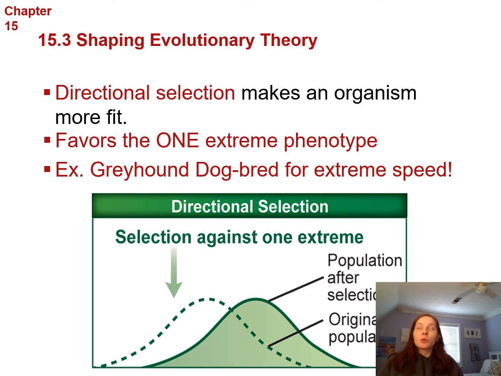So with a real world example, this would be like greyhound dogs. Greyhound dogs are very large. They're definitely on the tall end, and most of their population is much taller than the average dog population. The reason for that is because they are bred for speed. As they get taller, they get faster, generally. So instead of it being down the middle, as with the Huskies, greyhound dogs are actually much taller. That's directional selection. It's shifting towards one of the extreme phenotypes.